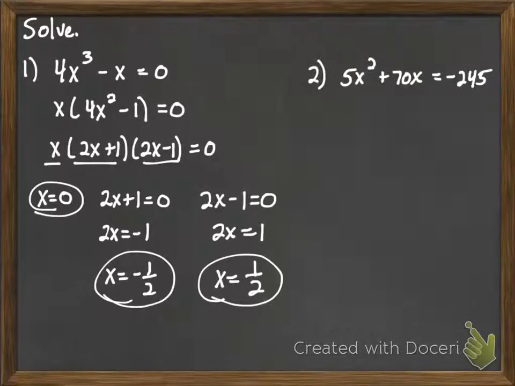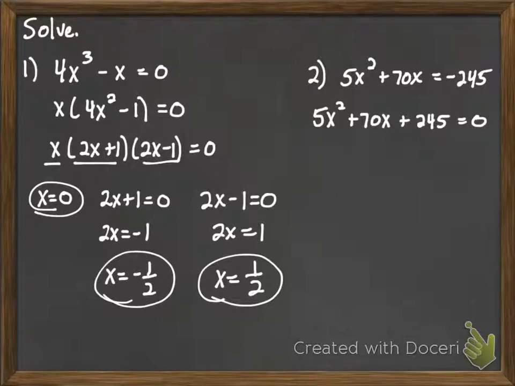Okay, so here we have example 2, 5x squared plus 70x equals negative 245. To solve this equation, we want to get it equal to 0 first. So very first step is let's bring the 245 over. And so we have it equal to 0 now. And then we begin to try and factor. Now, you may recognize really quickly that, hey, I have a common factor of 5.